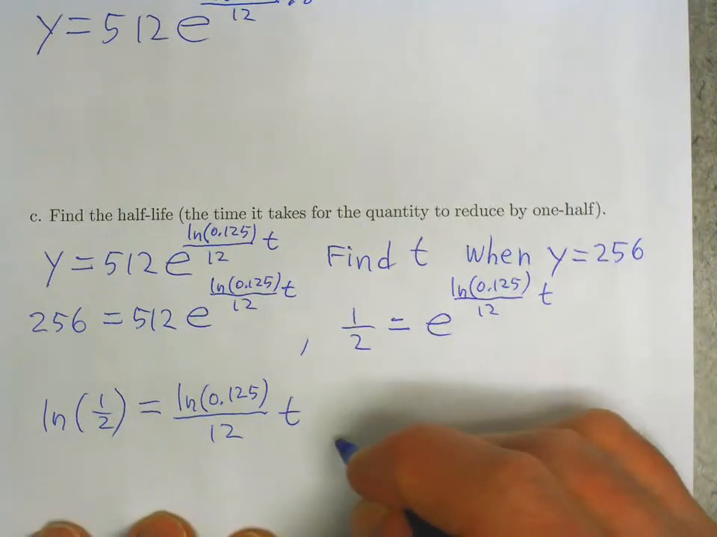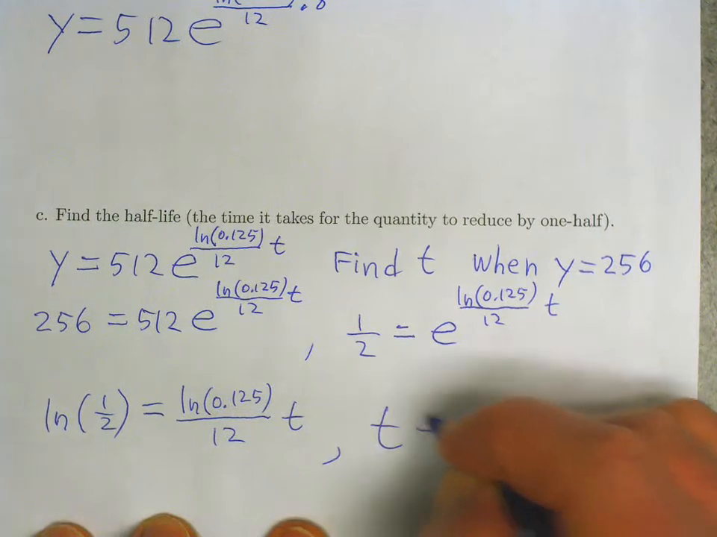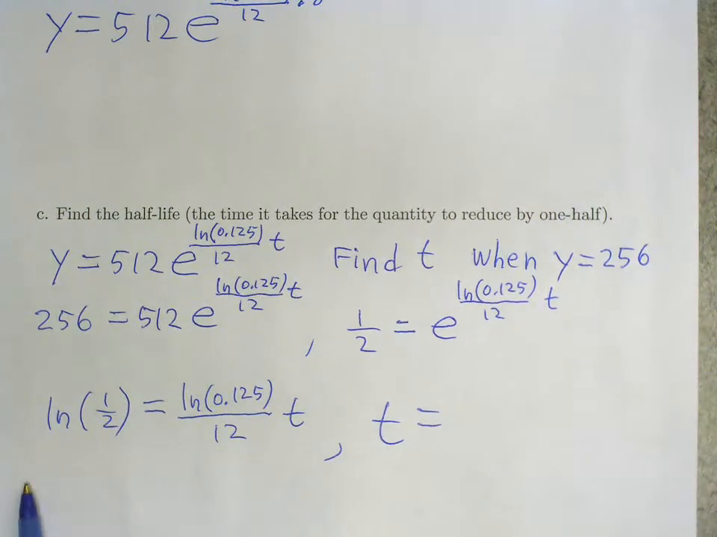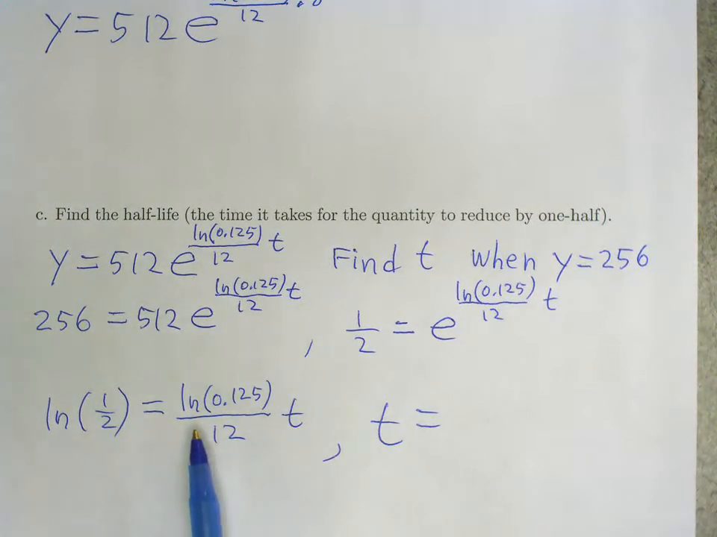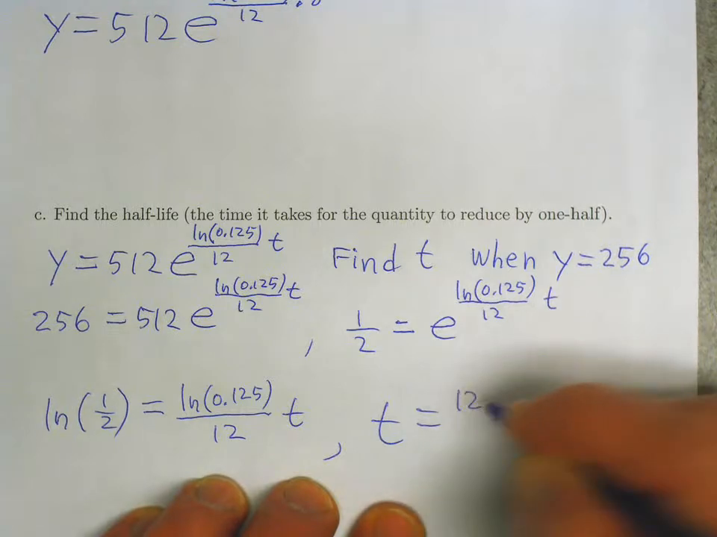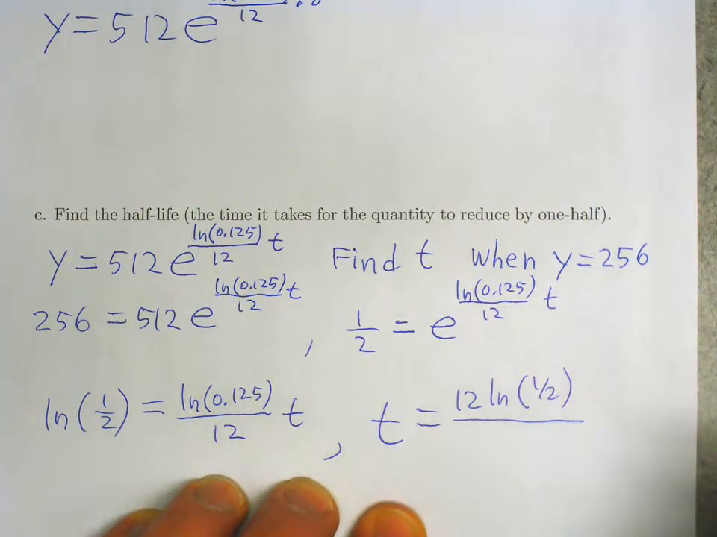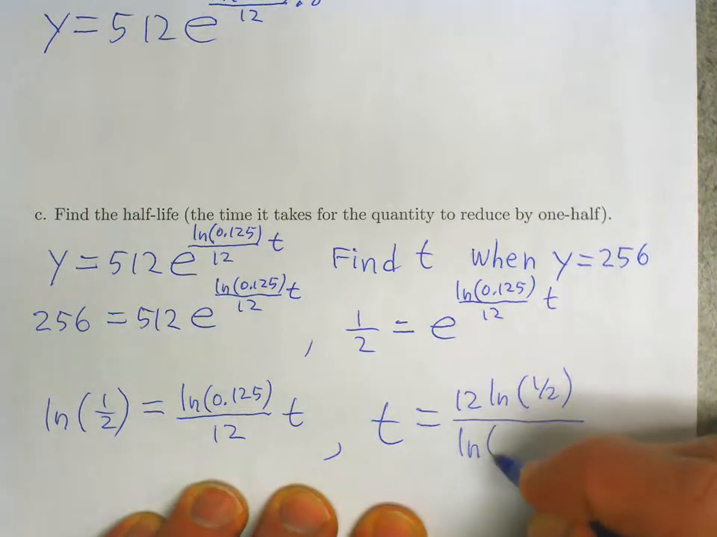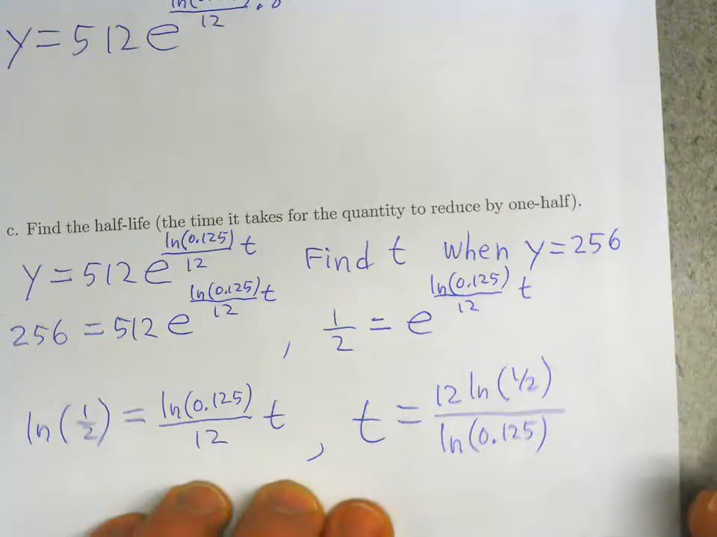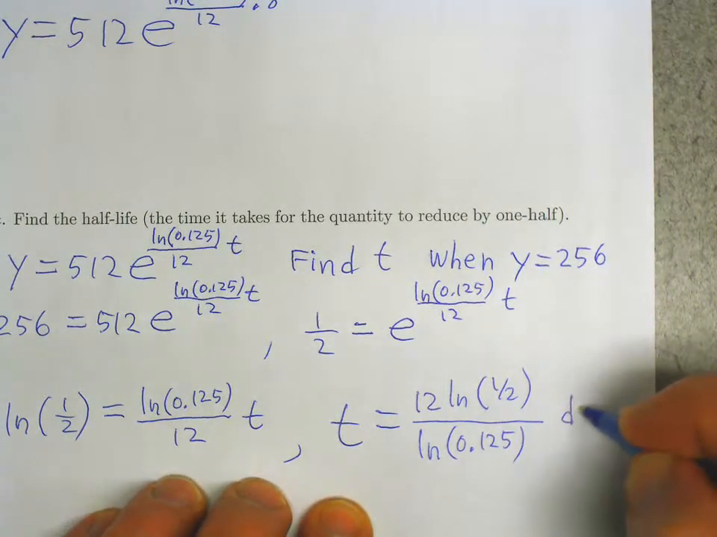And we can get the half-life if we just multiply both sides of this equation by the reciprocal of the natural log of 0.125 over 12. So the half-life is 12 times the natural log of 1/2 divided by the natural log of 0.125. And this is measured in days.